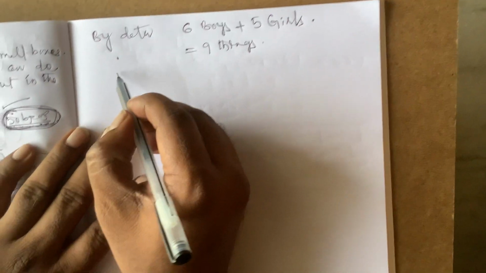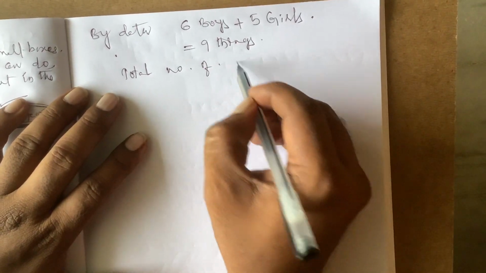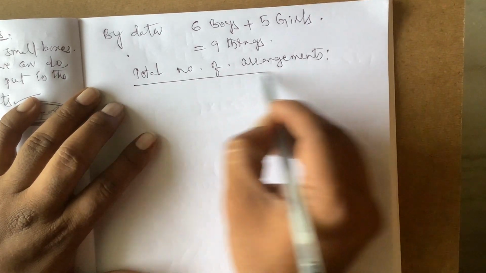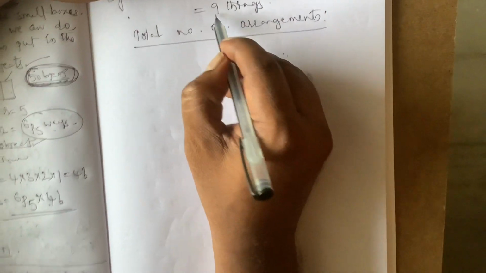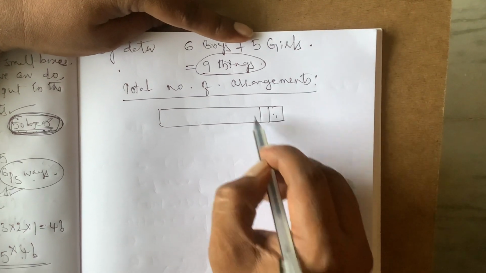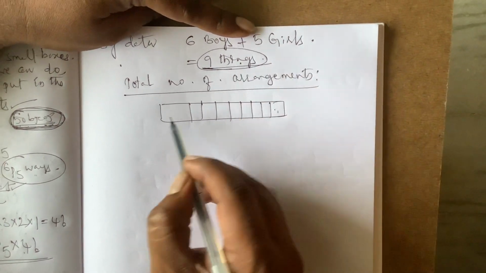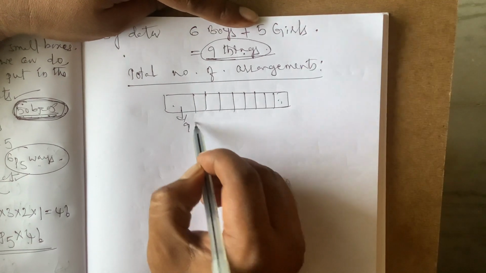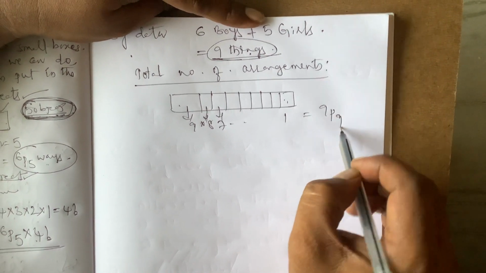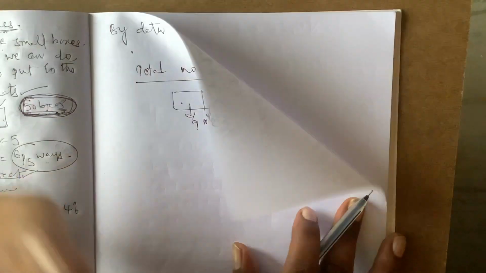So first bit, total number of arrangements. So for the total number of arrangements, I have 11 things, so I can take 11 gaps: 1, 2, 3, 4, 5, 6, 7, 8, 9 gaps I have. These things I have to arrange in the gaps. How many ways? First gap 9 chances, second gap 8 chances, 7 chances, like that, 1, which is equal to 9P9, which is equal to 9 factorial ways. This is the first bit answer, over.